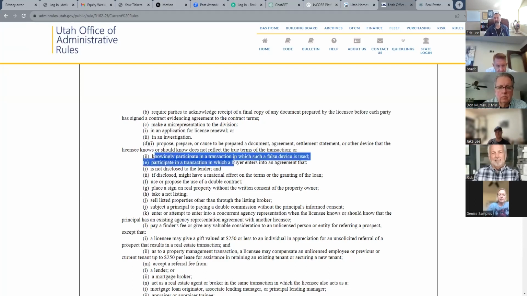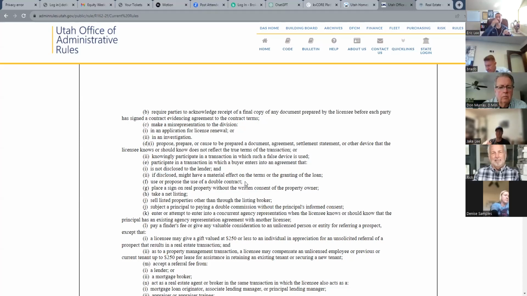You've knowingly participated in a transaction with a false device. So all of these things come out, and it's bad business. Okay. And yet these things are very common. And it comes from an uneducated realtor.